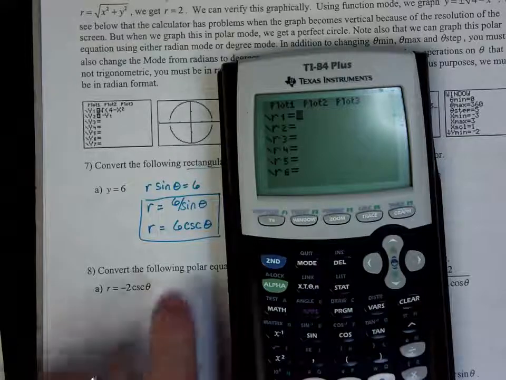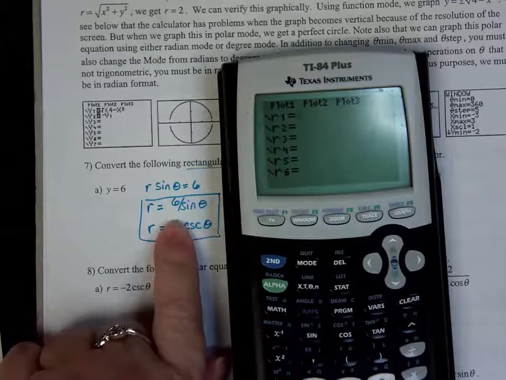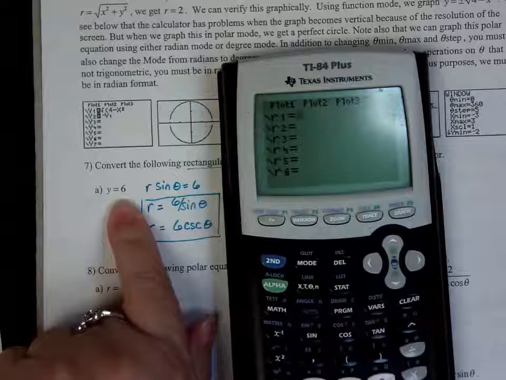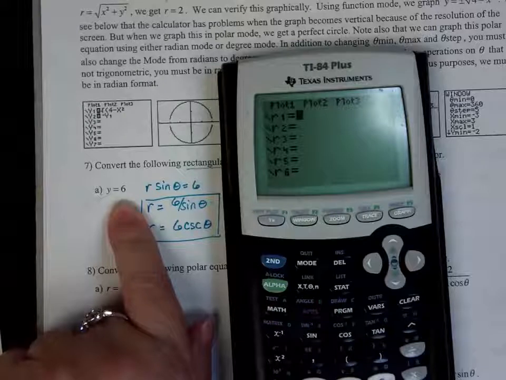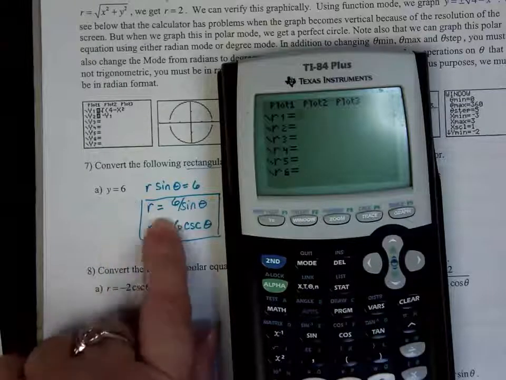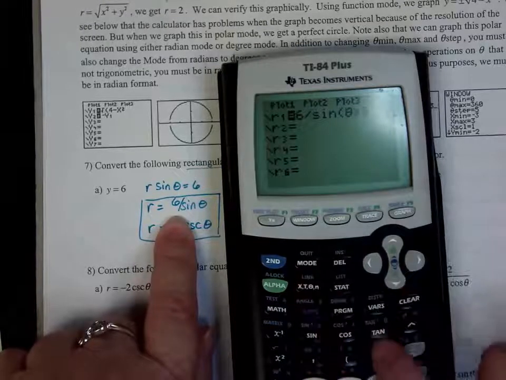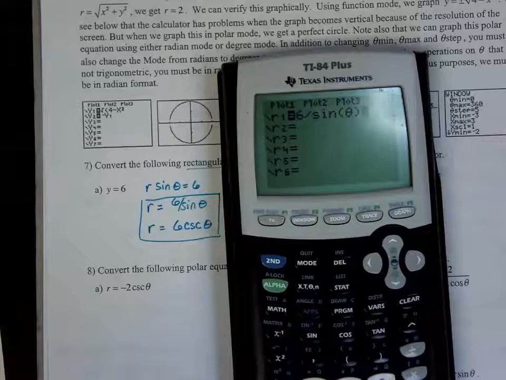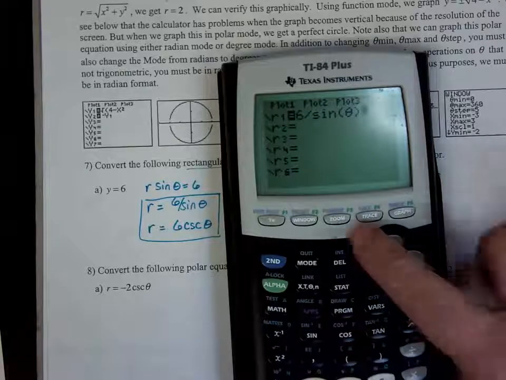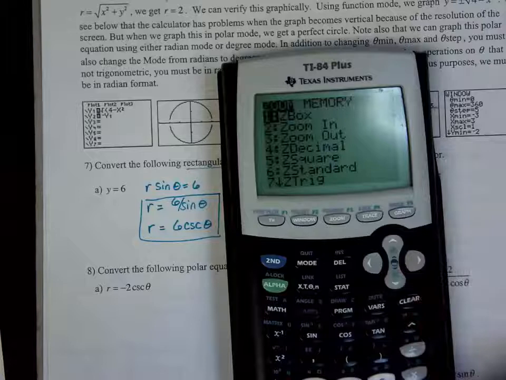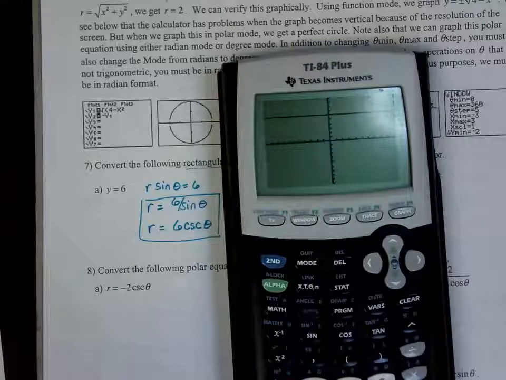Before we do, the equation we started with was y equals 6. What does that line look like? This is a straight line. Which way? Horizontal, vertical, diagonal, what? Horizontal, okay? So I want you to type in 6 divided by sine of x, and it will put a theta in there for you. You need to push zoom 6, or you won't see it. Zoom 6.